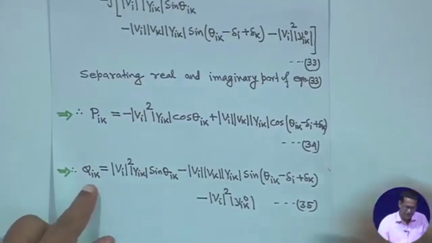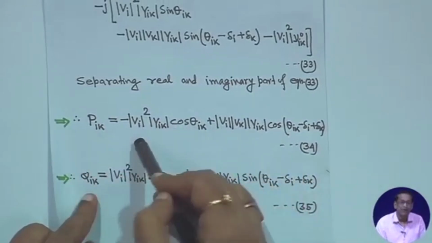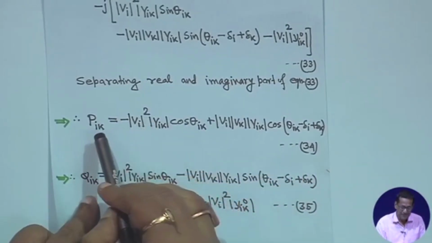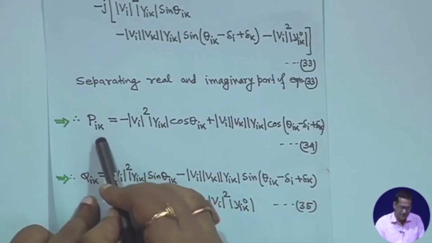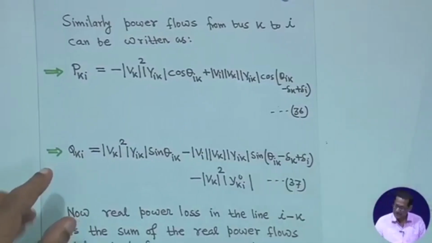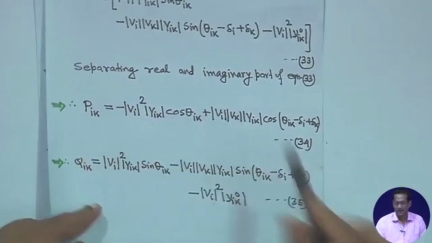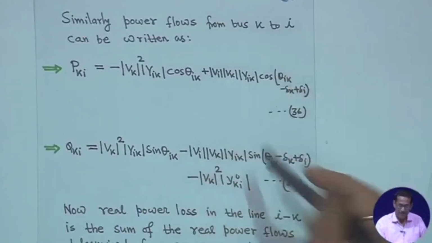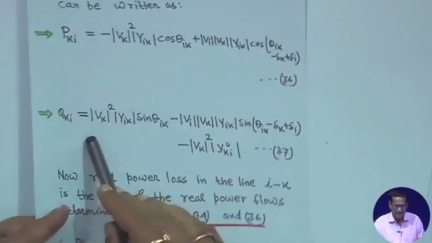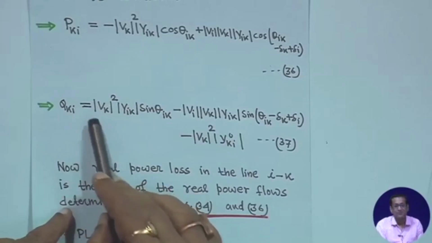we have got the P_ik expression and the Q_ik expression. Now interchange k and i in these two equations: replace i by k and k by i. Equations 34 and 35, you interchange i and k, then you will get the expression of P_ki. This is the expression of P_ki and this is the expression of Q_ki, equations 36 and 37. These are the real power flows and reactive power flows from k to i.